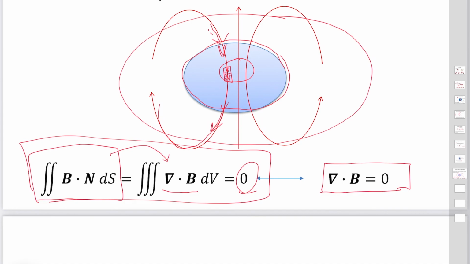Okay, I introduced the magnet in this section, and also I explained the second fundamental equation for electromagnetism, Gauss's law for magnetism. Okay, this is the end of this session.